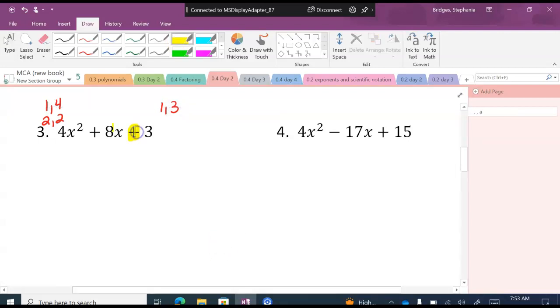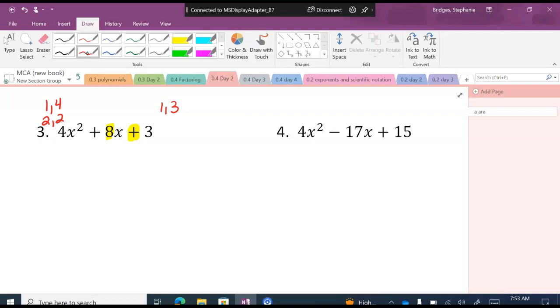We are trying to add to get 8. Okay. Now, because I have 2 options for my 4, I could use 1 and 4 or 2 and 2. I want to see if my rules might help me. Sometimes they help, sometimes they don't. My middle term is 8. Is that even or odd?